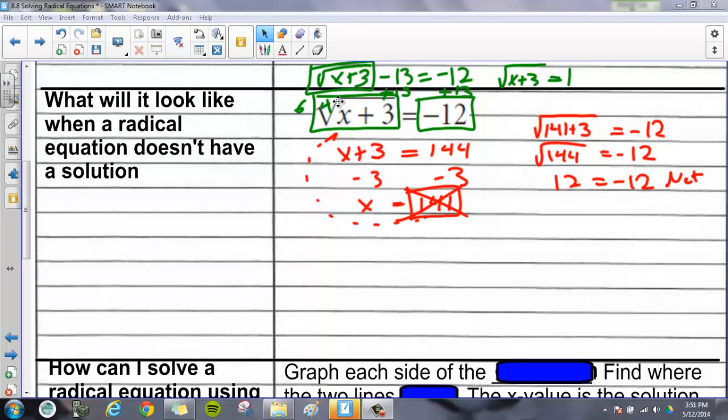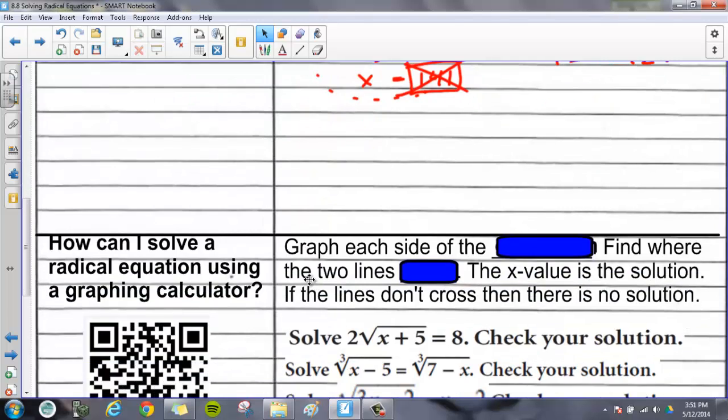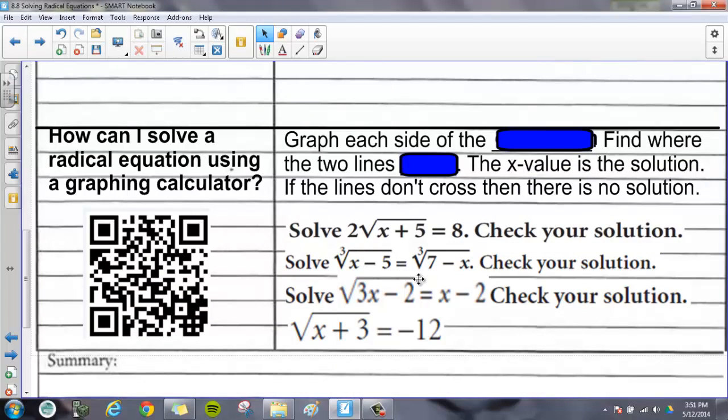In the next video, I'm going to show you how you can just use a graphing calculator to solve these, especially if you struggle with algebraic manipulation.